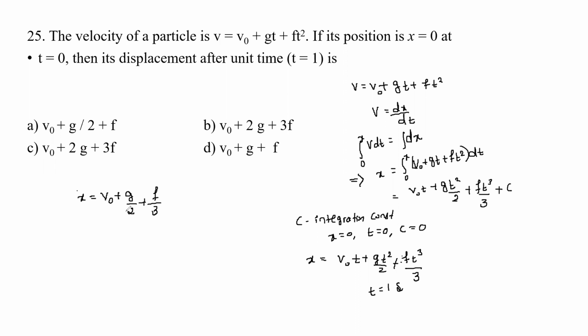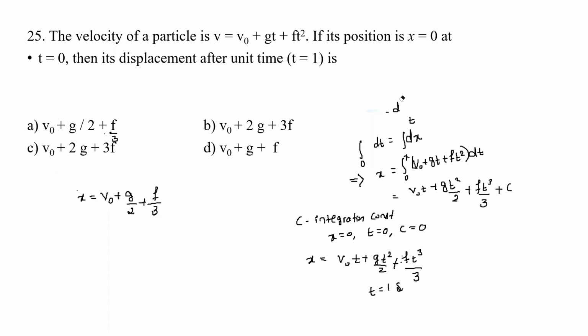So if you see the options, option A is the correct option. Here by mistake the 3 is not shown in the option, but it is divided by 3 in the equation. So option A is the correct option: v naught plus g by 2 plus f divided by 3.